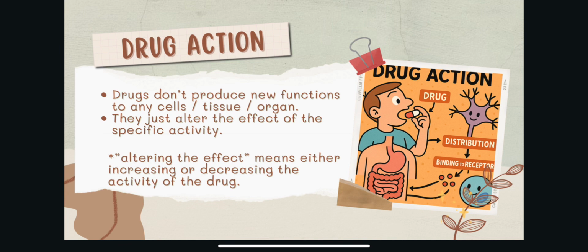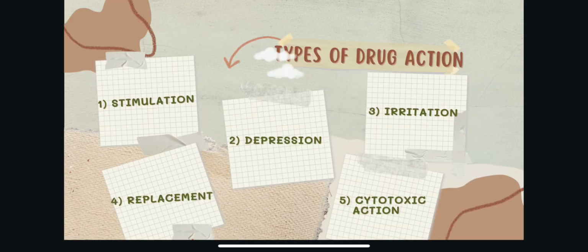Drugs don't produce new functions in any cell or tissue or organ. They just alter the effect of the specific activity. However, altering the effect means either increasing or decreasing the activity. Basically, the drug shows its activity by following these 5 principles. Basic types of drug action are classified as stimulation, depression, irritation, replacement, and cytotoxic action. These are the 5 principles. Let's discuss them in detail.